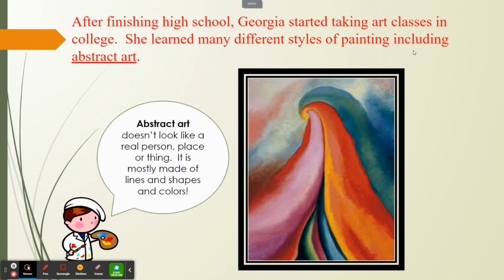If you remember, abstract art doesn't look like a real person, place, or thing. It's mostly made up of lines, shapes, and colors, so it doesn't have to have a true subject. Splatter paint could be a version of abstract art. Anything that doesn't have something that the artist specifically wants you to recognize and look at is considered abstract art. So this painting that you see here is an abstract painting of a flower. But you wouldn't know that based on the colors that she used and how zoomed in she is and even the background.